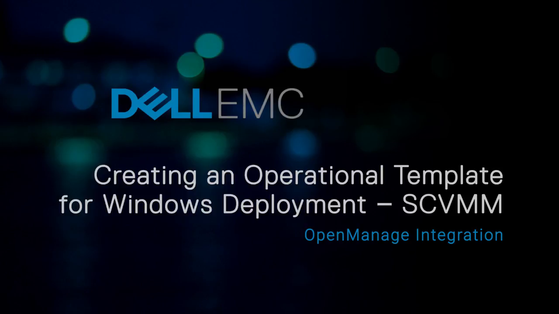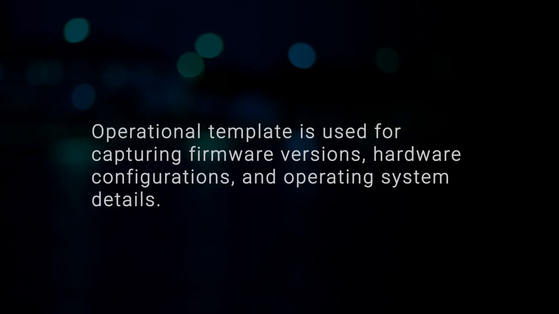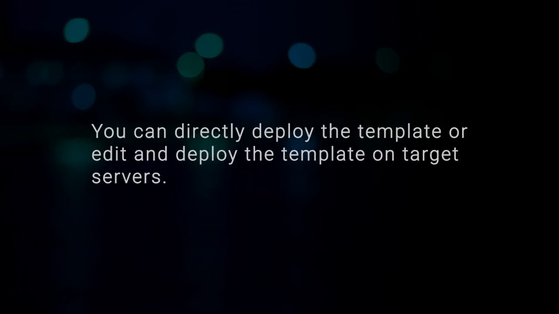In this video, we'll demonstrate how to update the WinPE ISO file and create an operational template using a reference server in OMIMSSC in the SCVMM console. An operational template is used for capturing firmware versions, hardware configurations, and operating system details. You can directly deploy the template or edit and deploy the template on target servers.